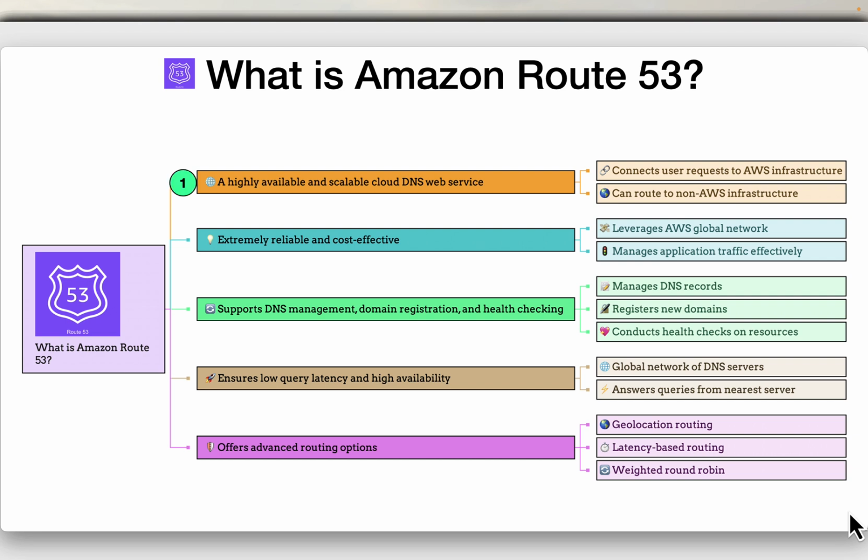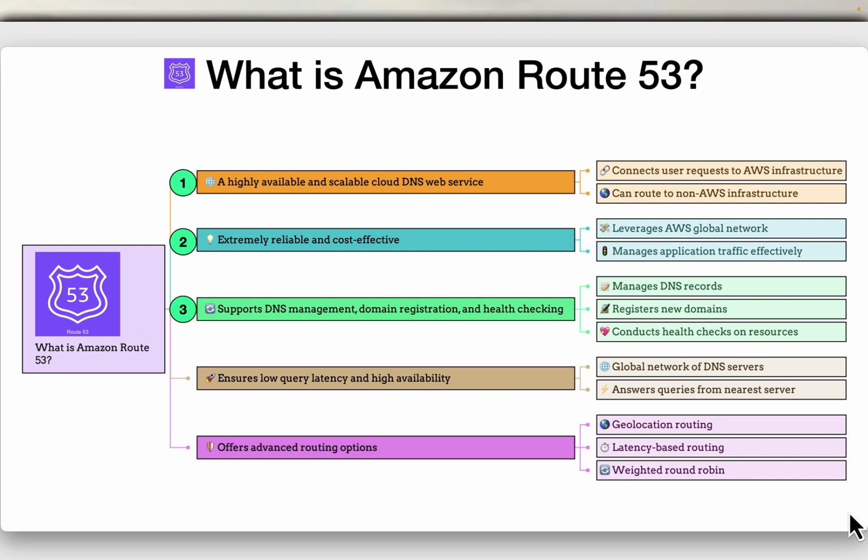1. A highly available and scalable cloud domain name system DNS web service. Route 53 connects user requests to infrastructure running in AWS such as Amazon EC2 instances and can also route users to infrastructure outside of AWS. 2. Designed to give developers and businesses an extremely reliable and cost-effective way to route end users to internet applications. By leveraging AWS global network infrastructure, Route 53 provides a cost-effective, scalable way to manage application traffic.